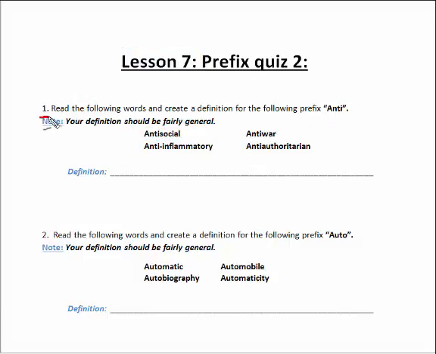All right, number 1, read the following words and create a definition for the following prefix, anti. We always start with a root word. The root word here is social. We know what that means. That means hanging out with your friends, talking, communicating. That is the root word. When we put the prefix on the front, anti, that makes it the opposite. Antisocial means you don't want to hang out with your friends. You want to be alone. So prefix anti is going to suggest the opposite. It's going to flip it.